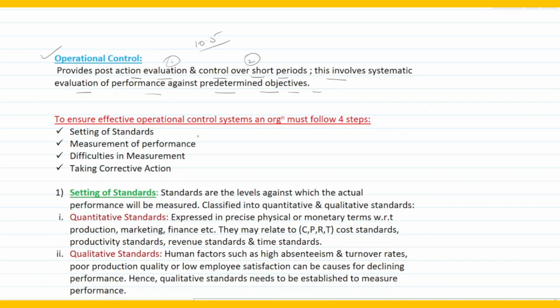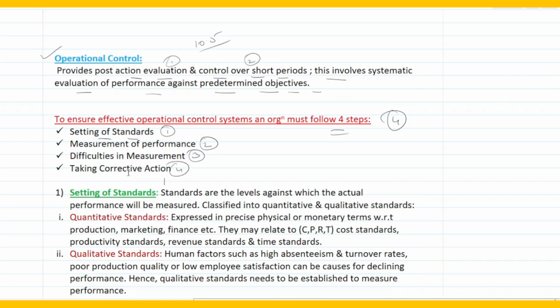Now, to ensure operational control systems, an organization must follow 4 steps. So there are 4 steps when we talk about operational controls. So what are they? First of all, you set up a standard. So setting up the standards is the first part. That is the steps involved in operational control. The second one is you measure the performance. The third one is what are the difficulties in the measurements of the performance. And finally, you take the corrective actions, right?